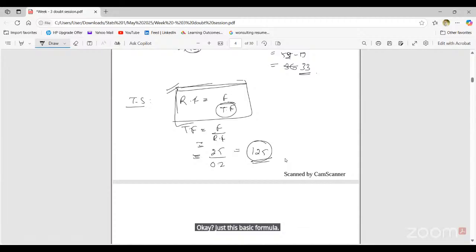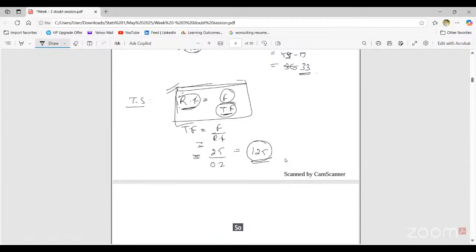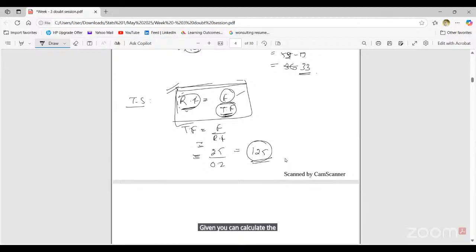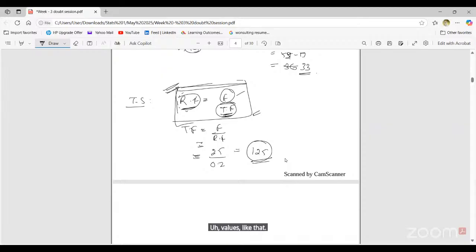With this basic formula, you can calculate the total frequency, the relative frequency, or the frequency. So in the question, if relative frequency and total frequency are given, you can calculate the frequency. If frequency and total frequency are given, you can calculate the relative frequency, like that. Just look at what values you have been given, and what you can calculate from them. You have to go through the table.